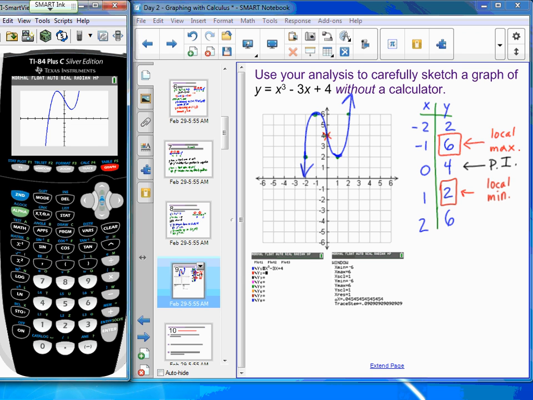We weren't certain about the exact value of the zero, right? Because we weren't doing that. But it looks like we did pretty well.